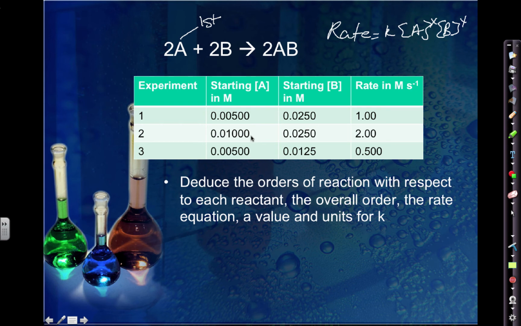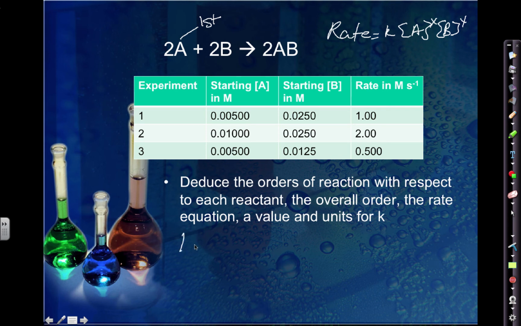No, I can't look at 2 and 3 because these values are different too. So I'm actually going to look at 1 and 3, because right here it's 0.025 and here it's 0.0125, so it doubled here, but this needs to be the same. A has to be the same, so I can't use 2 and 3. I'm going to use 1 and 3.